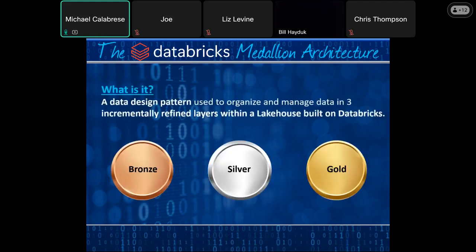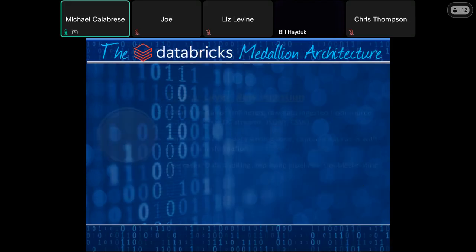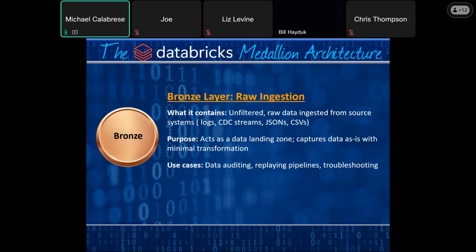We'll be focusing on the medallion architecture, which is a data design pattern used to organize and manage data into three incrementally refined layers, starting with the bronze layer. So this is going to be your landing zone where you ingest all of your raw and unfiltered data, whether it's from logs, streams, or third-party JSONs and CSV files. They all come into the architecture at the bronze layer.